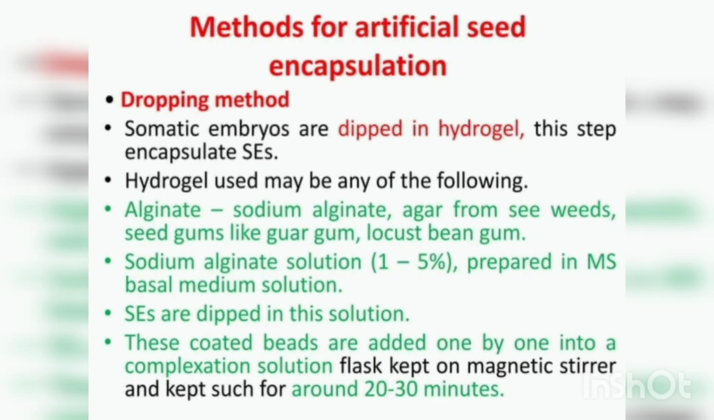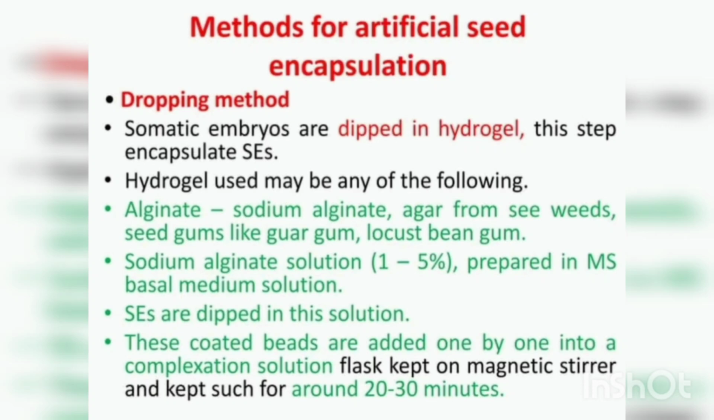So let's see how these artificial seeds are encapsulated. We have already studied how artificial seeds or somatic embryos are made. Now we are seeing how they can be encapsulated. These somatic embryos are dipped in hydrogel. The hydrogel may be anything, that is alginate, sodium alginate, or agar, or sodium alginate solution prepared in MS basal medium. The somatic embryos are dipped in such hydrogel solutions, and they are coated by placing in a flask kept on a magnetic stirrer. For 20 to 30 minutes we keep it in a magnetic stirrer.